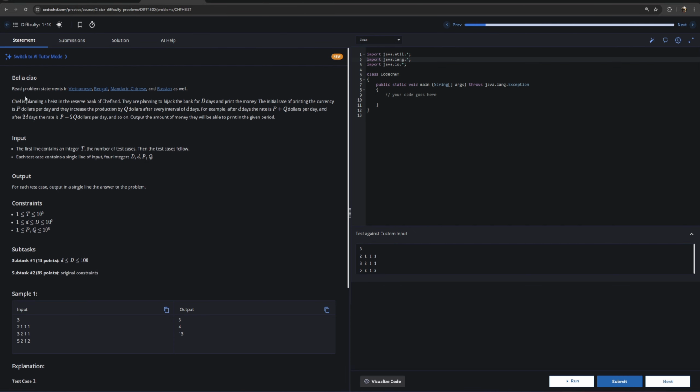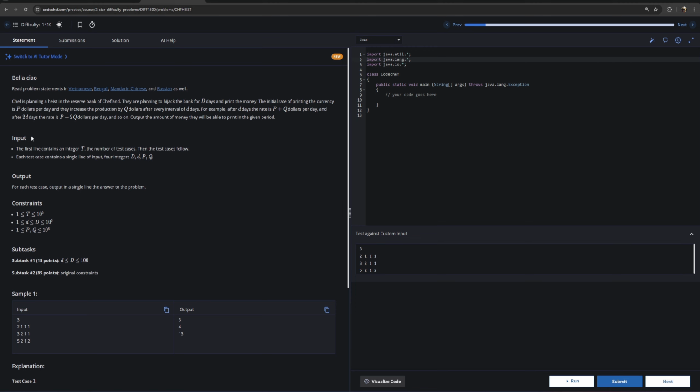Alright, Bella Ciao. Chef is planning a heist in the Reserve Bank of Chefland. They are planning to hijack the bank for D days and print the money. The initial rate of printing the currency is P dollars per day, and they increase the production by Q dollars after every interval of d days. For example, after d days, the rate is P plus Q dollars. After 2d days, the rate is P plus 2Q dollars, and so on. Output the amount of money they will be able to print in the given period.